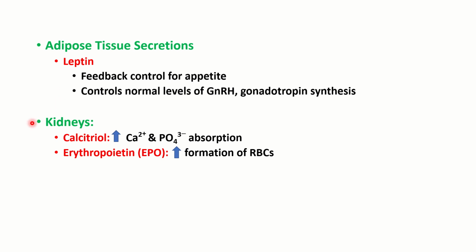And kidneys produce calcitriol, and that will cause increased absorption of calcium and phosphate from the intestine and from the kidneys. And they also produce erythropoietin, which causes increased formation of red blood cells. So in case the person has hypovolemia, then aldosterone is released, that will cause absorption of sodium and water, and erythropoietin is released, that will cause formation of red blood cells, and overall the blood volume goes back to normal.